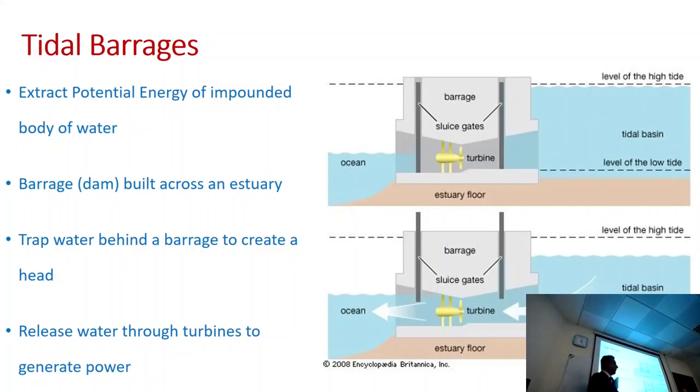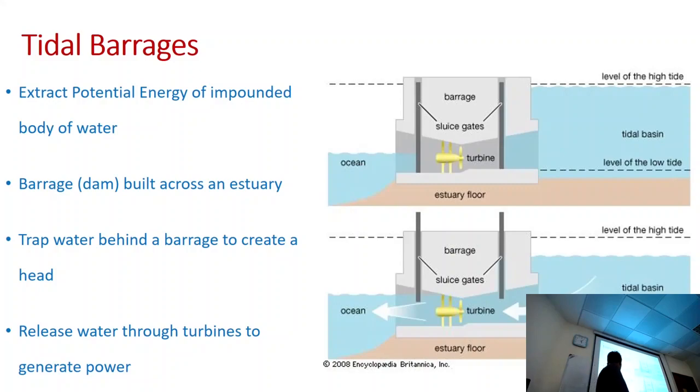So we trap the water behind the barrage, and then you create a head as well. Head means the height, yes? The height of water that you create is the head. And then during the low tide, you release the water through the turbine. And the turbine will rotate, and you will generate electricity.